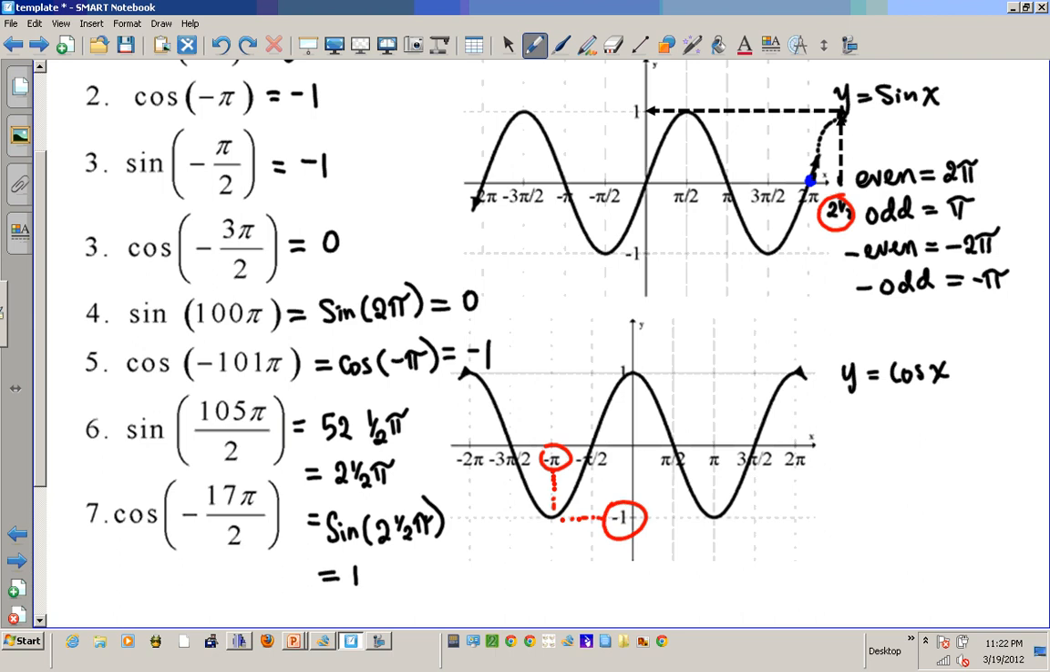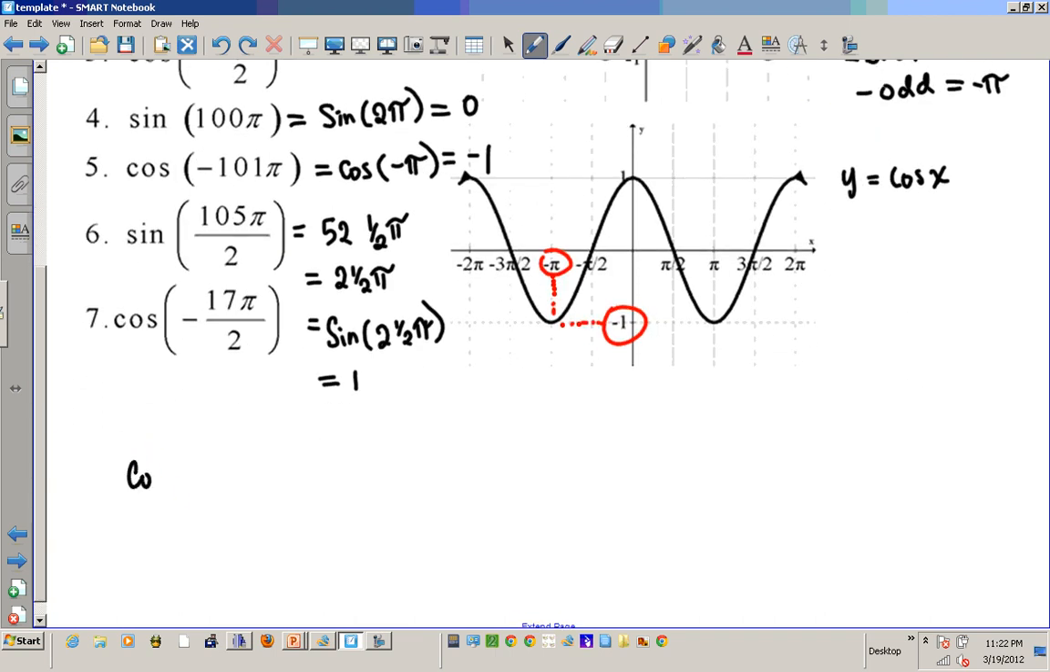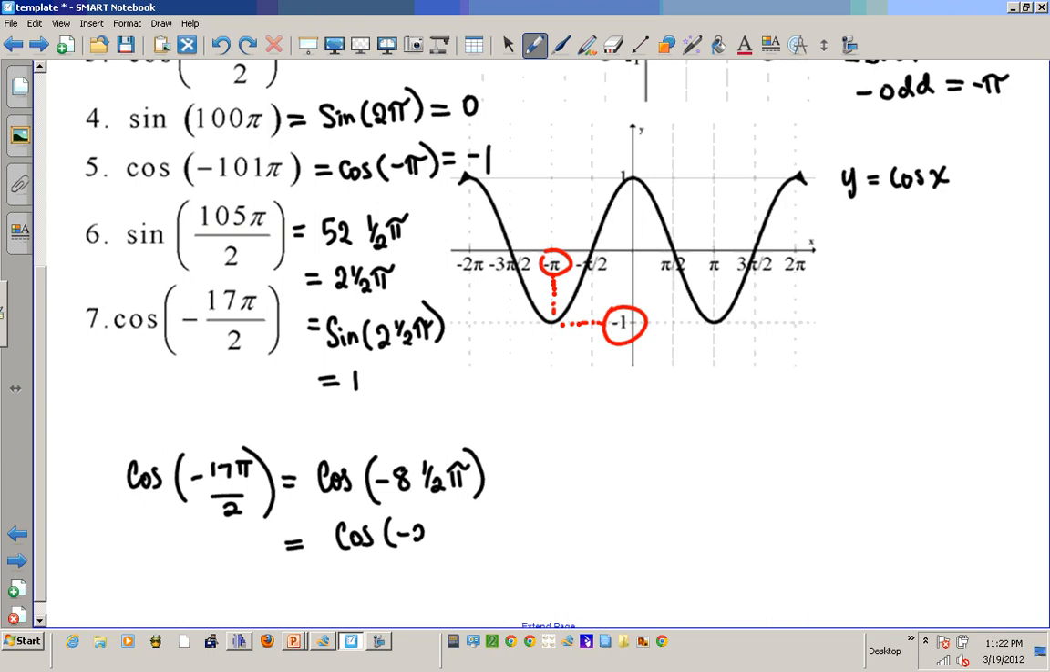Alright? And now let's go ahead and try number 7. Cosine of negative 17 pi over 2. So this one we're going to divide again like we did before. If I divide 17 over 2, I'm going to end up with negative 8 and a half pi. Okay? Now is 8 odd or even? 8 is even, right? So since it's even, it's going to be reduced to cosine of negative 2 and a half pi.